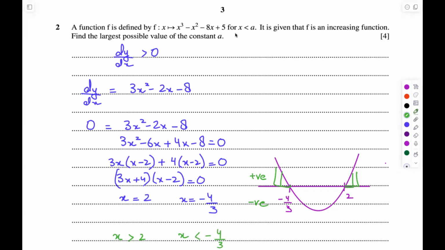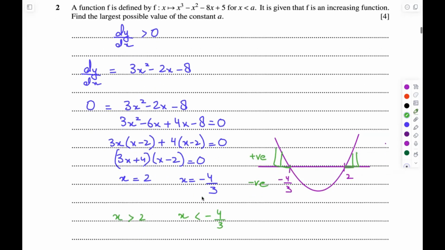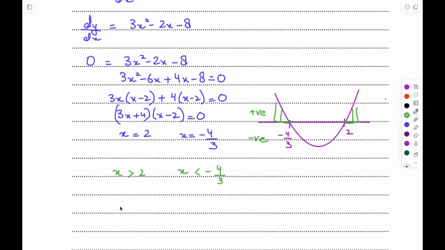Now, as the question said that x is less than a, it means that the largest value that a can take, or x can take, will be equal to minus 4/3. So a will be equal to minus 4/3.